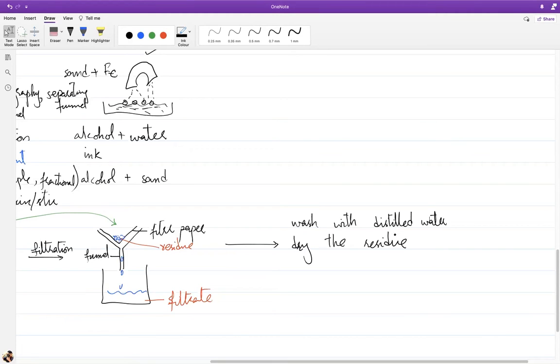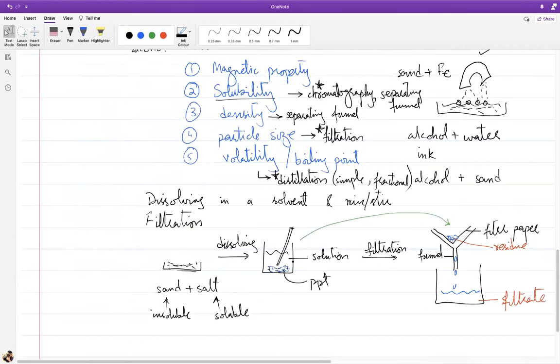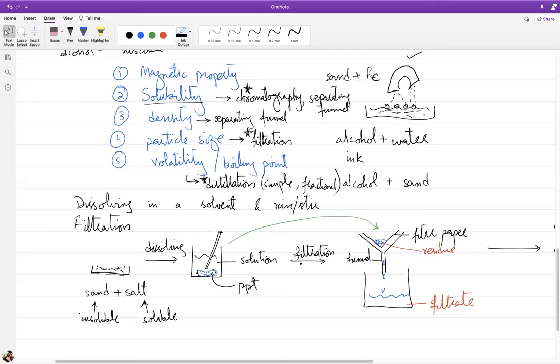Actually, this whole process is for a pure sample. But imagine your solvent was petrol. Then you would not wash it with water. You will wash it with petrol then. It depends on the solvent you're using. If you're using water, you will use water to wash it. And of course, you will only use it if you're using water as a solvent.